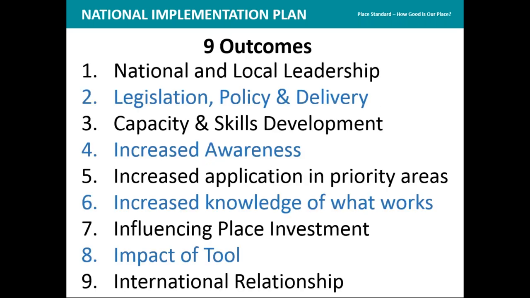There are 9 outcomes within the plan, no great surprises. These would apply to any national programme of work in terms of the areas of work we need to take forward around leadership, maximising legislation, making sure there's capacity to use the tool, and that people know about it. That we have a very strong improvement cycle to learn from lessons learned. Also looking at where money's been invested in place and where a Place Standard tool can shape that thinking. And laterally, the international relationship, and I'll touch on that when I'm sharing examples of practice.